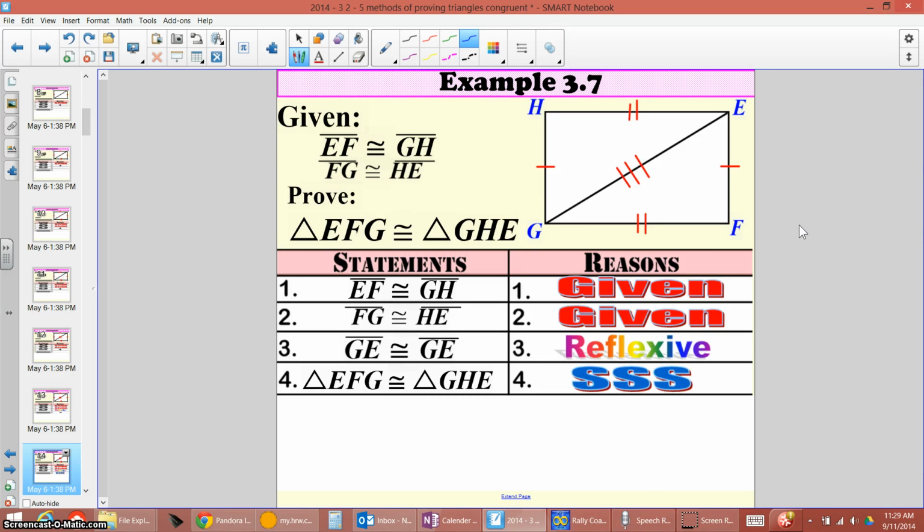So now EFG and GHE are triangles. I start with E. Here's E. I go to F. I go along the single dash mark. So I start with G and go along the single dash mark. You have to go in the same order, corresponding order.